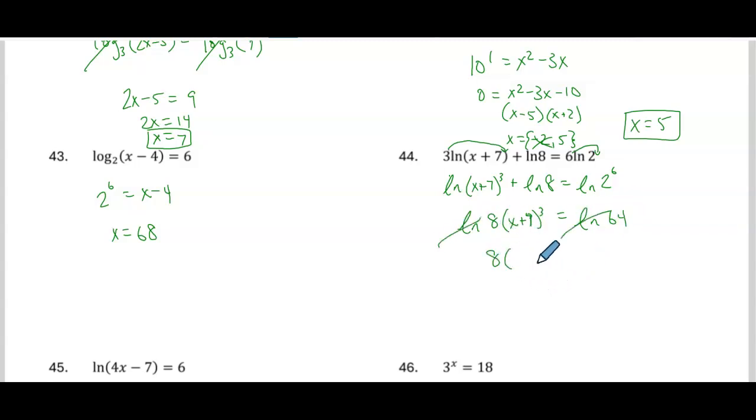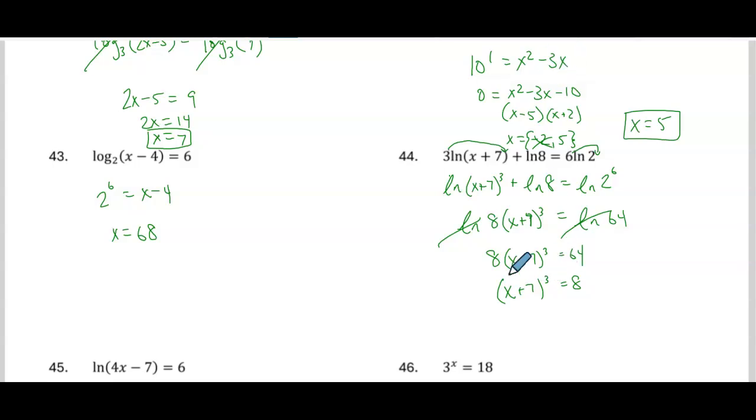So I have 8 times x plus 7 cubed equals 64. I don't really feel like multiplying out this binomial. I mean, I could expand it, but I don't really want to do that. I'm just going to divide by 8. So I have x plus 7 cubed equals 8, and now I could just cube root.